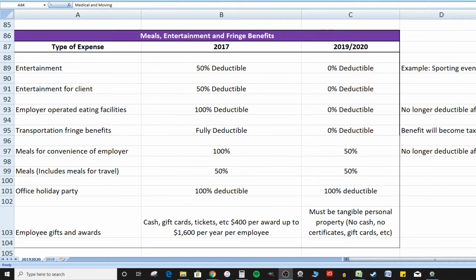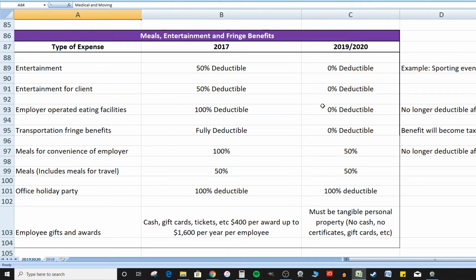Moving on to meals, entertainment, and fringe benefits. These rules really haven't changed since the new tax laws went into effect, but you're welcome to download the spreadsheet and read them right here. Most of the time, if it's entertainment related, it is no longer deductible now. It used to be deductible back in 2017. Now it no longer is.